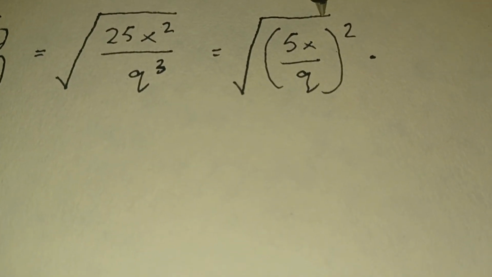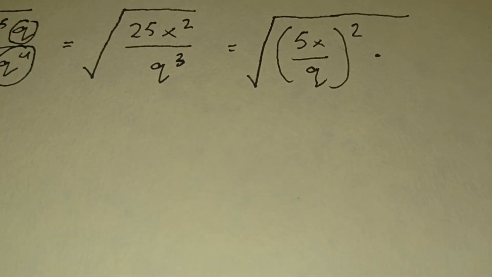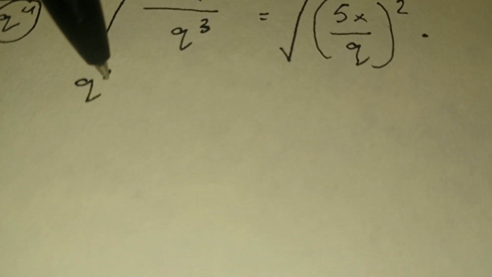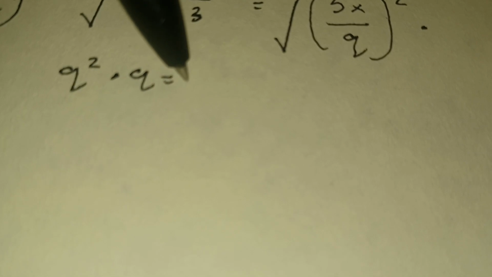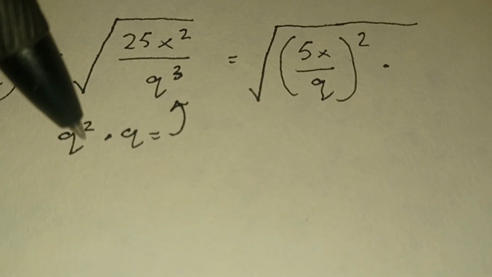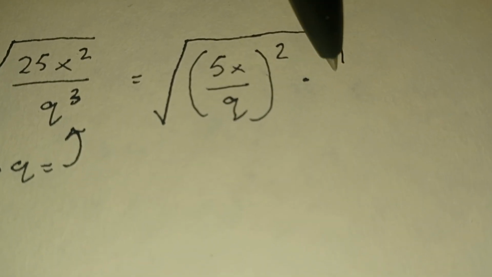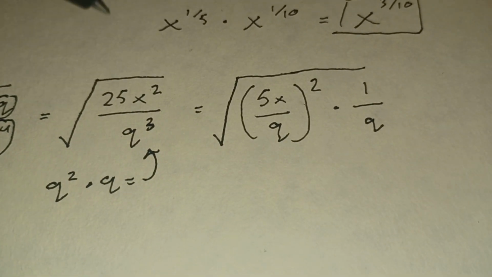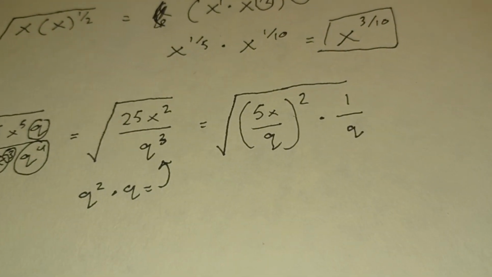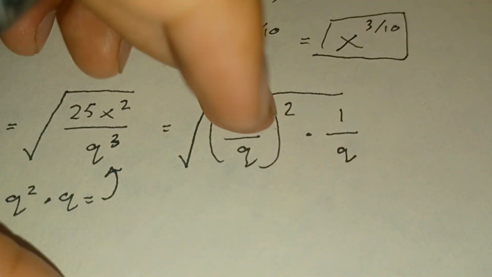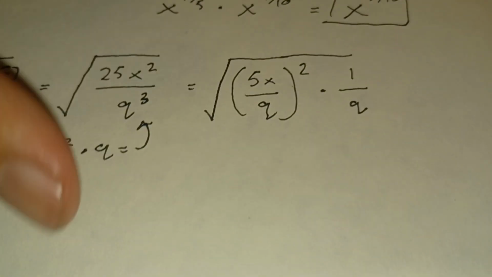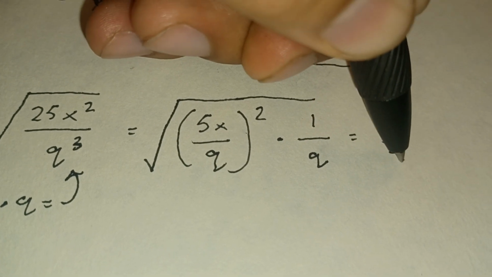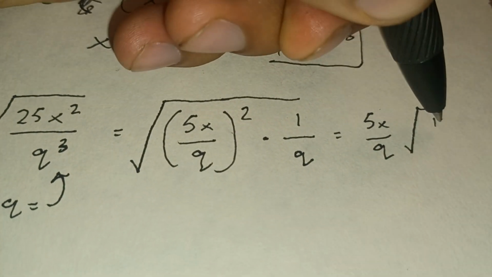We're missing the extra power, because remember, q to the second power times q is going to give us q to the third. We're missing that q, so that is when we can multiply here by 1 over q. Now this will give us that. So now we're complete. This is obviously a perfect square, so we can take that right out of the square root. So this will give us 5x over q times the square root of 1 over q.